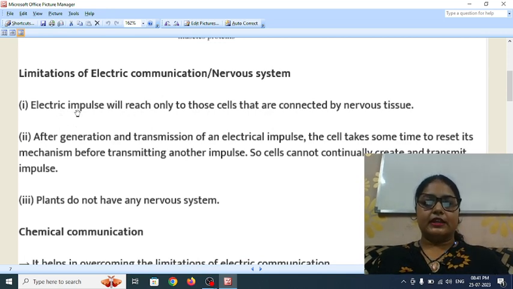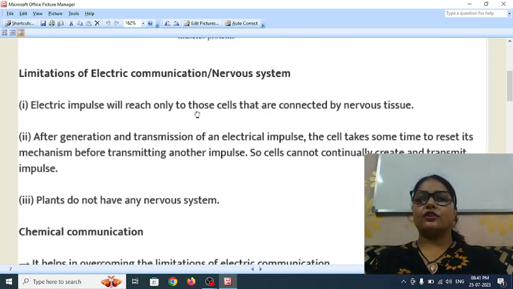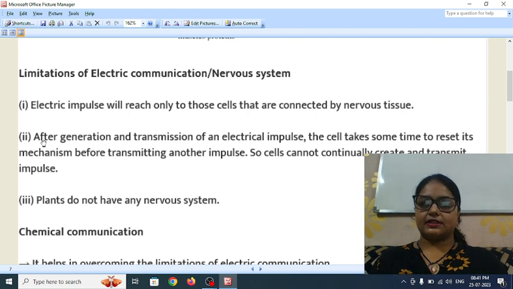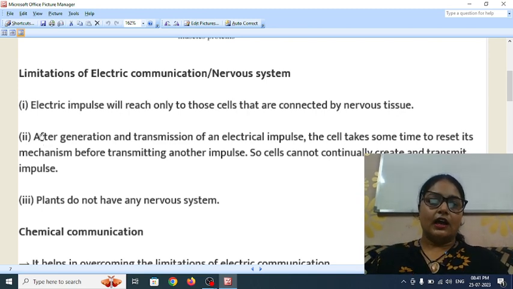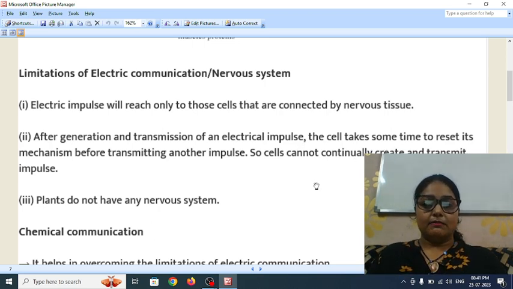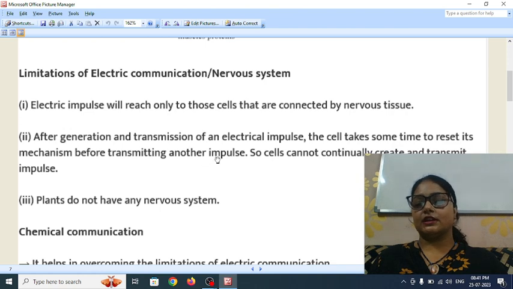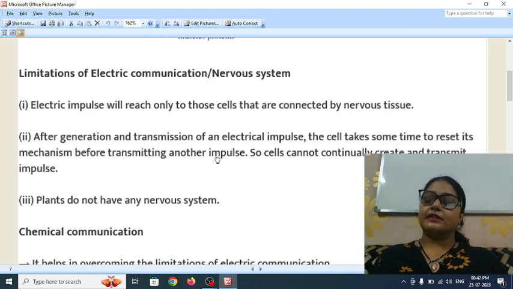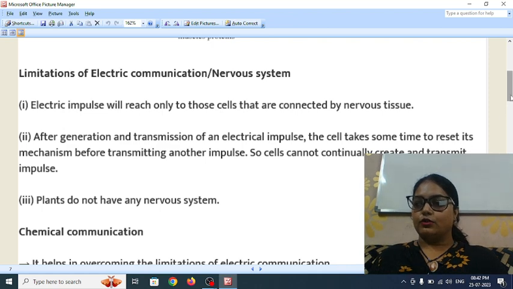As you know, the electric impulse will reach only those cells which are connected by the nervous tissue, and the rest of the cells are just lagging behind with these facilities. After transmitting an electric impulse, the cell takes some time to reset this mechanism before transmitting another impulse, because electric impulses are converted into chemical impulses, so it takes time to be interchanged.